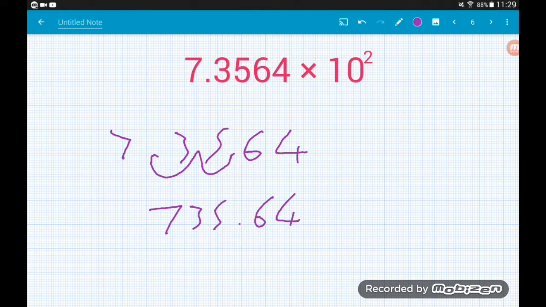So we're going to get 735.64. Okay, now that's our general rule for this: the decimal point moves by the same number of places as the power of 10. If it's a positive power, it moves to the right. If it's a negative power, it moves to the left.